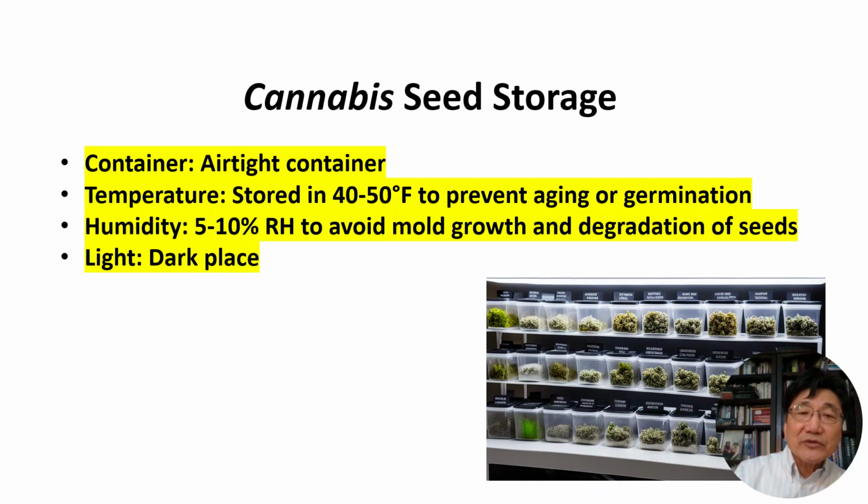Seeds should be stored in a cool and consistent temperature between 40 to 50 degrees Fahrenheit to prevent premature aging or germination. Excessive moisture can lead to mold and seed rot, while low humidity can cause seeds to become brittle and lose viability. Exposure to light can trigger growth, so it's essential to store seeds in a dark place.